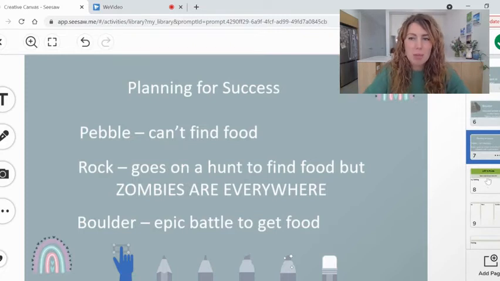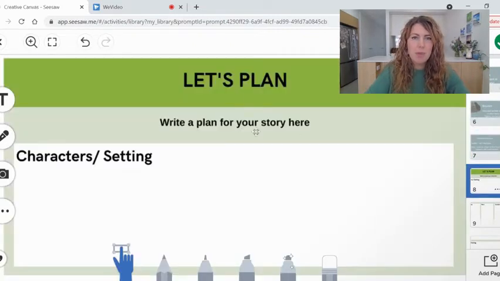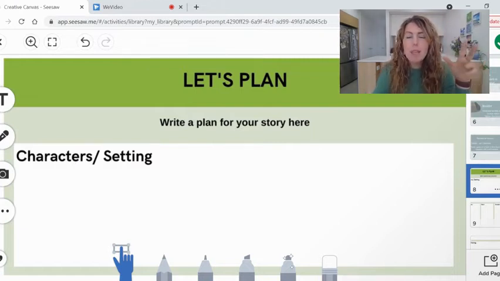This is the planning sheet we're going to use. So let's write a plan for your story here. The first thing that we need to know is who are the characters and where is the story set. This is going to help you when you come to write your sizzling start. When you're writing about your characters, put their name, their age, maybe a little bit about them, as much information as you can, because that will make it easier when you come to write the story.